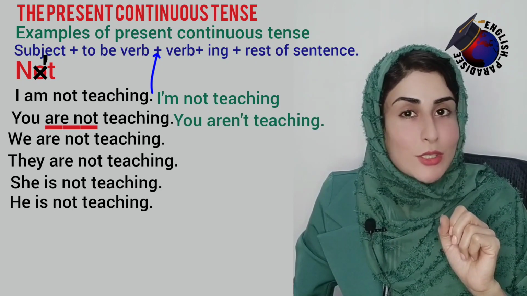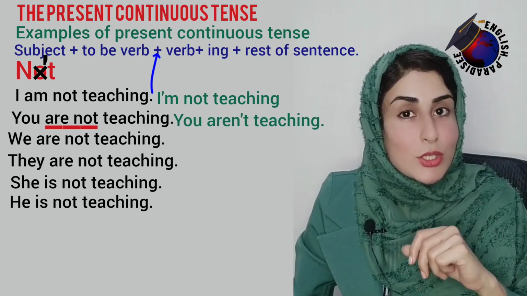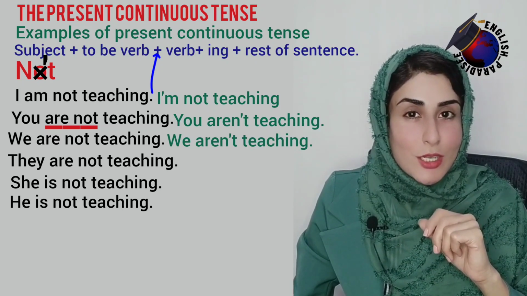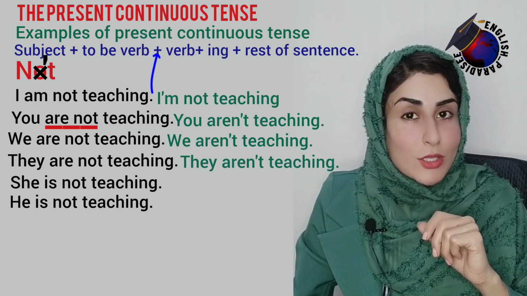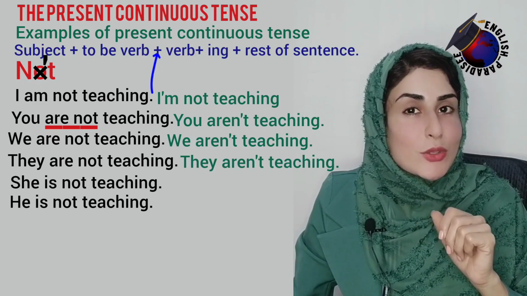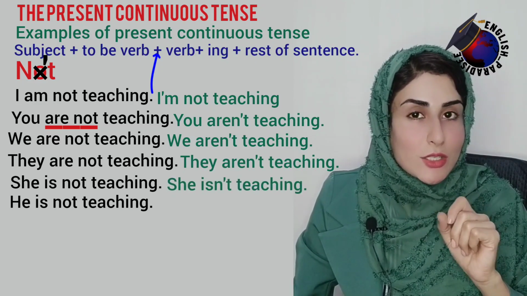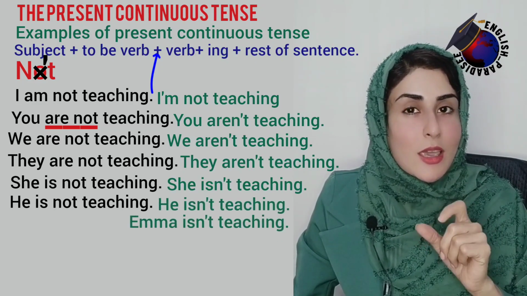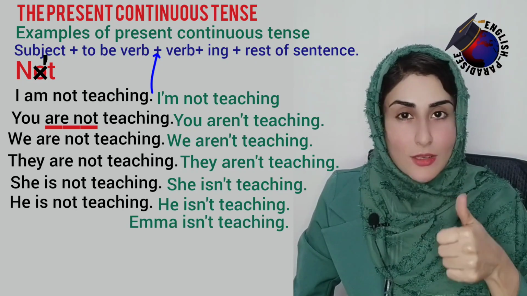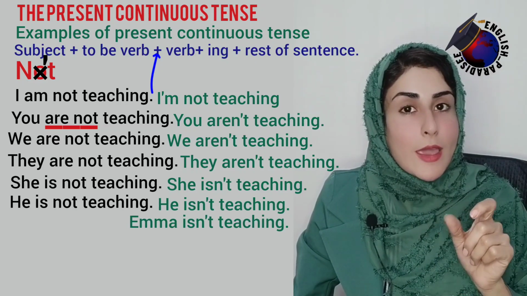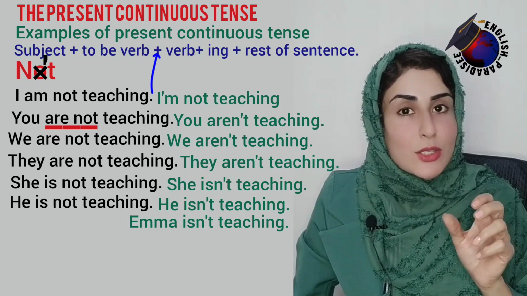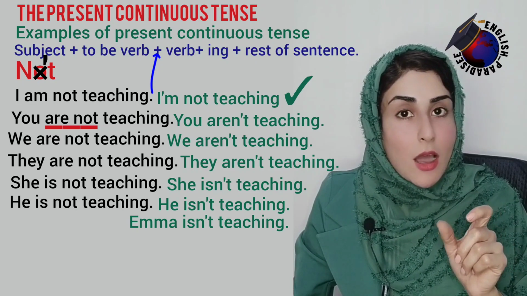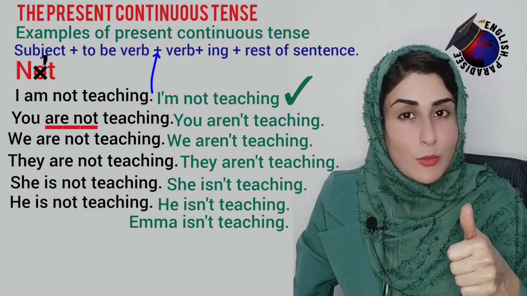You aren't teaching. We are not teaching. We aren't teaching. They are not teaching. They aren't teaching. She is not teaching. She isn't teaching. He isn't teaching. Okay? Emma isn't teaching. Okay? But for I am not, you can just use one way. I'm not. You can't say I amn't. Okay? Remember this point.